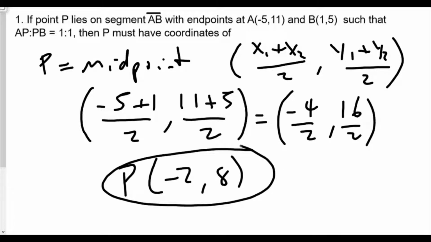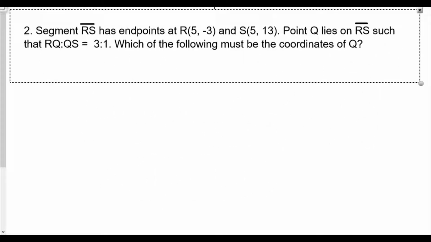The next question is number 2. RS has endpoints at (5, -3) and (5, 13). Point Q lies on RS such that RQ to QS is 3 to 1. Which of the following must be the coordinates of Q? So we want to find Q. We can sketch this if we need to, so let's draw a line segment here.